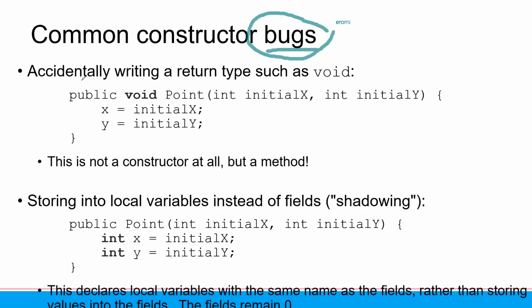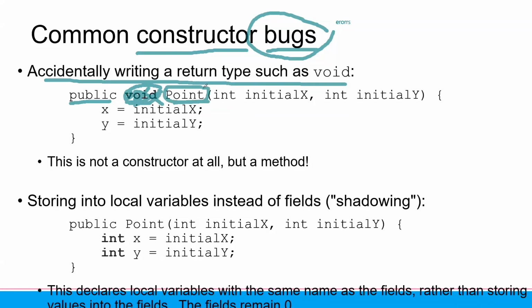So when you are having a bug, there can be something like this kind of error: accidentally writing a return type such as Point. So public Point. So this is an error, because a constructor means you will construct a new object. You cannot use Point, you cannot use int, you cannot use double here. So it is only the class name, which is Point.